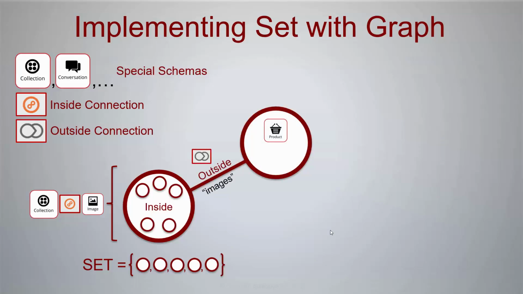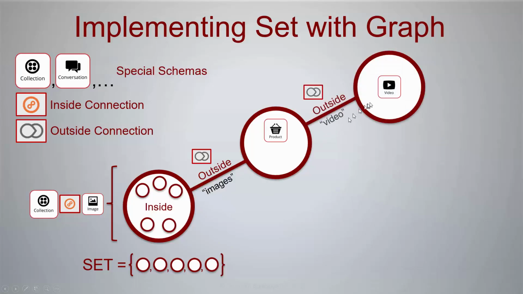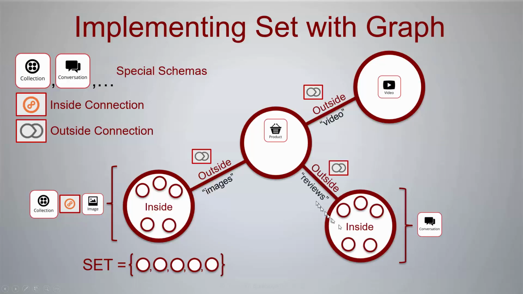In this example, we have a product that is connected to a collection of related images. It is also connected to a video and a conversation. This conversation has many comments that are connected inside the conversation.